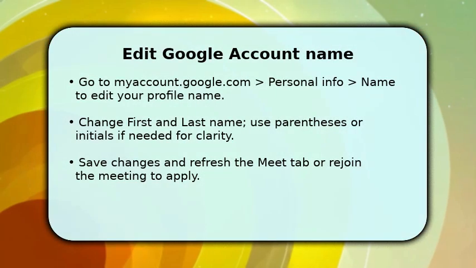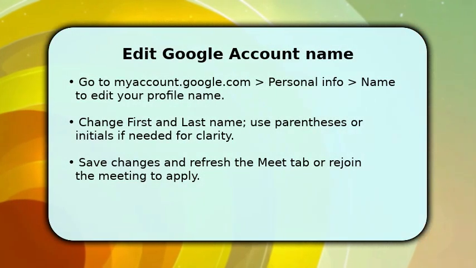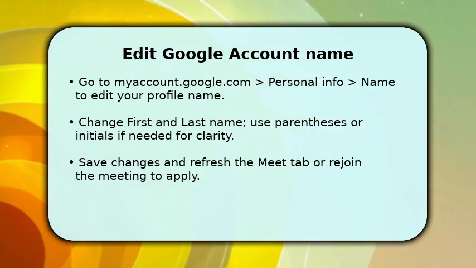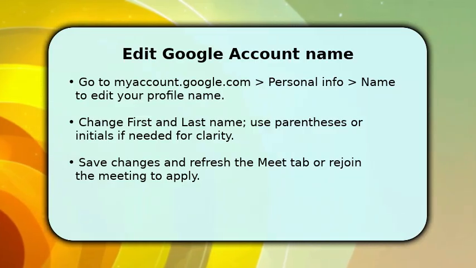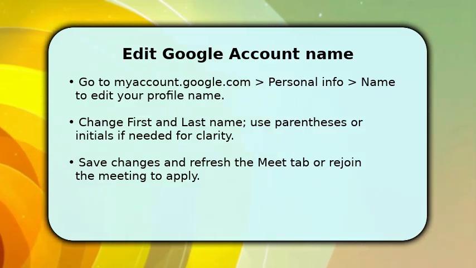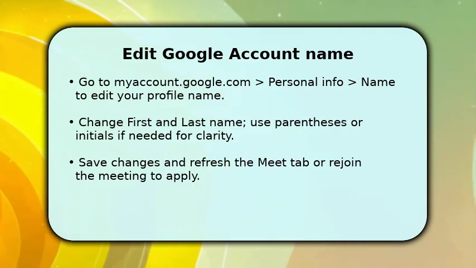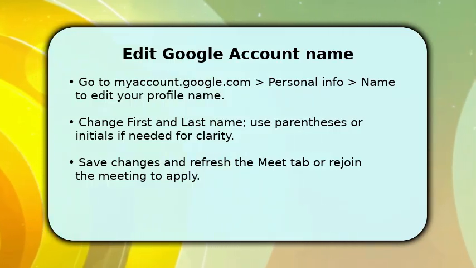Now change the name in your Google account because Meet displays that name. Go to your Google account settings, open Personal Info, then Name, and edit the first and last name fields. Use initials or parenthetical notes for role indicators, since Meet shows the full profile name. This helps other participants recognize you.